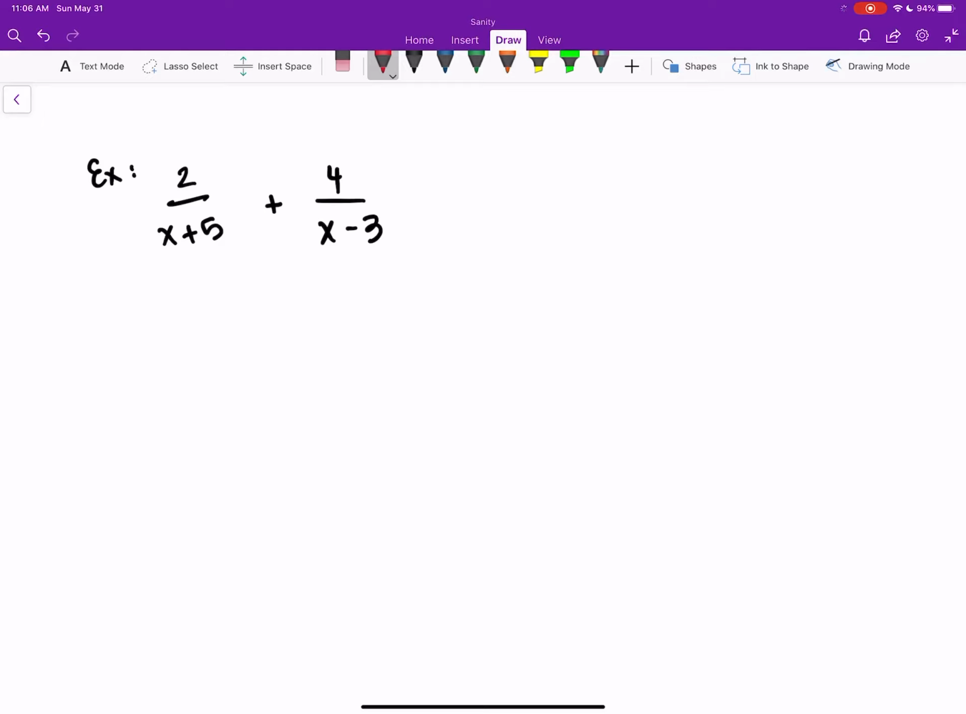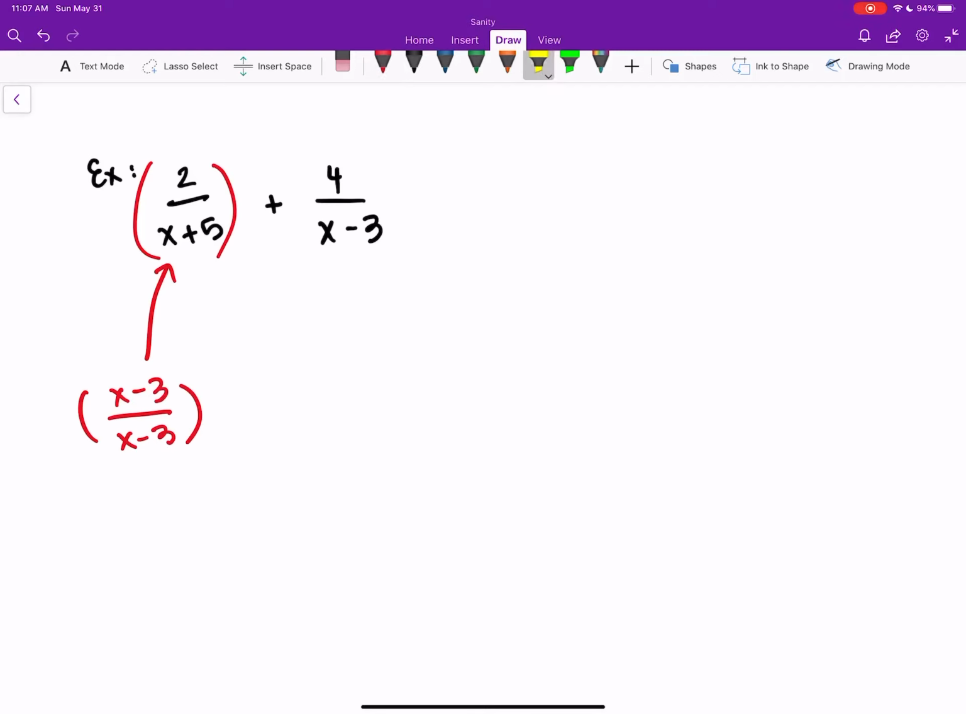So, first step, do I have a common denominator? No, I do not. Let's make sure we can get a common denominator out of this. So, again, to get a common denominator, I'm just going to multiply the x plus 5 and the x minus 3 together, right? Just like what we did. So on this first term, I'm going to need to multiply by x minus 3 over x minus 3.